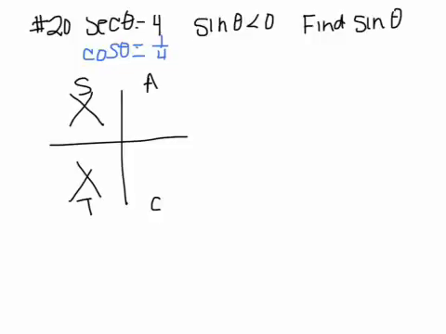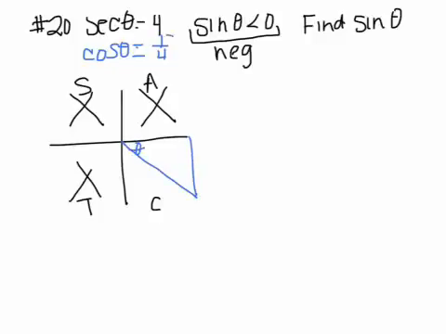The next piece, sine of theta is less than 0. Less than 0 means negative. Well, if everything's positive in quadrant 1, then I know my triangle has to lie in quadrant 4. So I'm going to use this information, the adjacent over the hypotenuse.